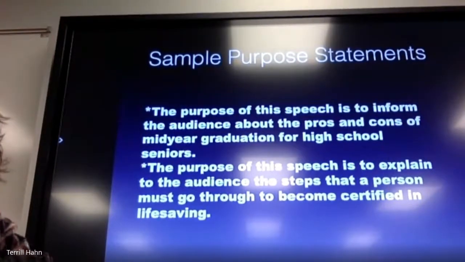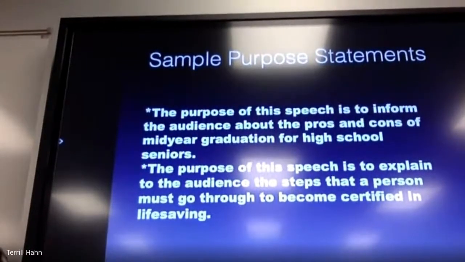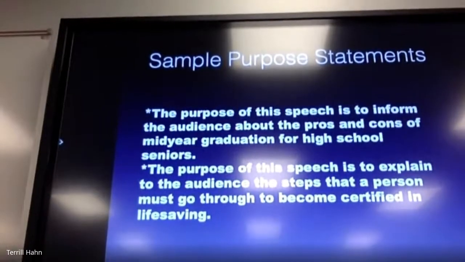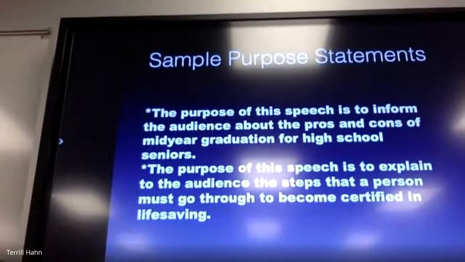Or as another example, the purpose of this speech is to explain to the audience the steps that a person must go through to become certified in life-saving. Okay, and it also helps you in your research. It helps you when you're writing the speech so that you don't go off onto tangents. I know I can go off onto tangents and I don't need to do that. We don't need to talk about that. We're focused on this, okay? So that's what a purpose statement is.